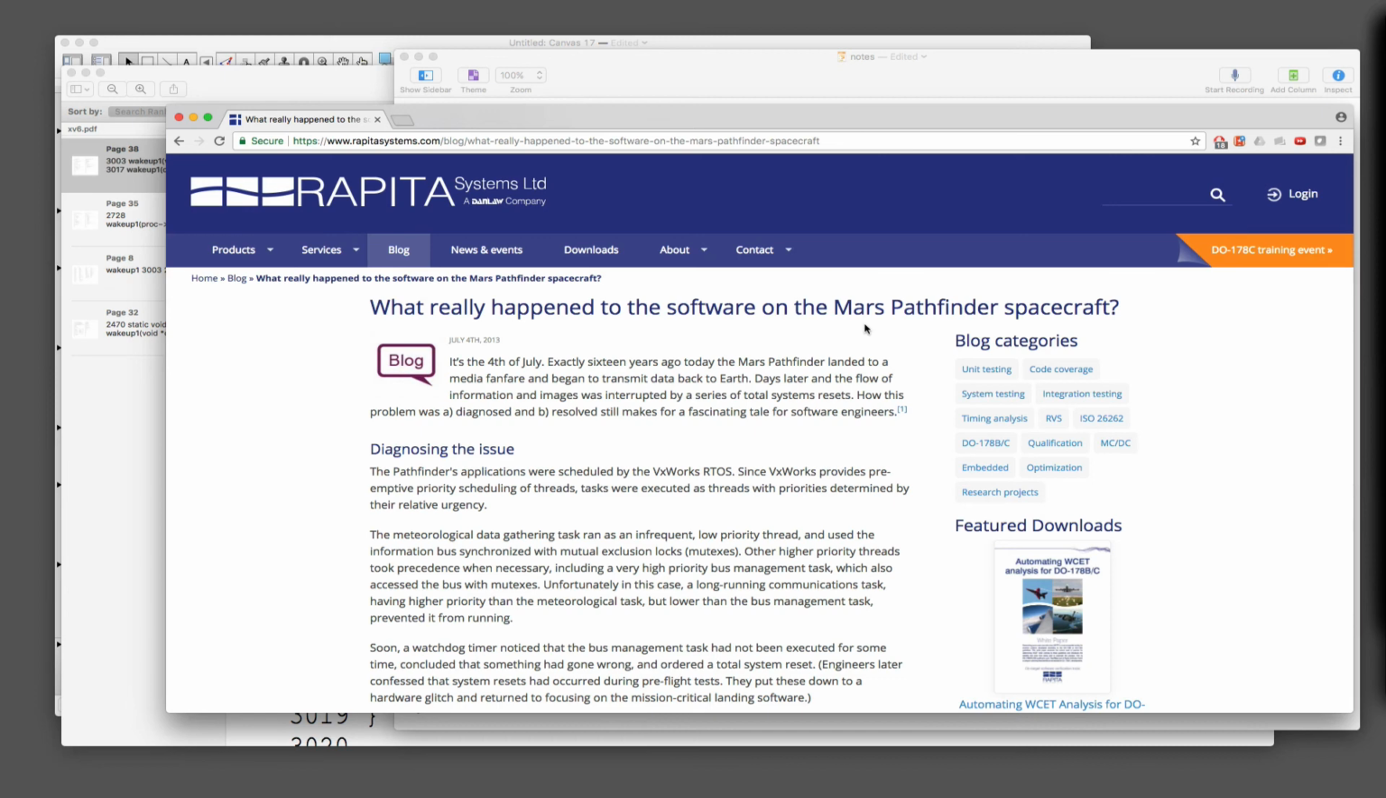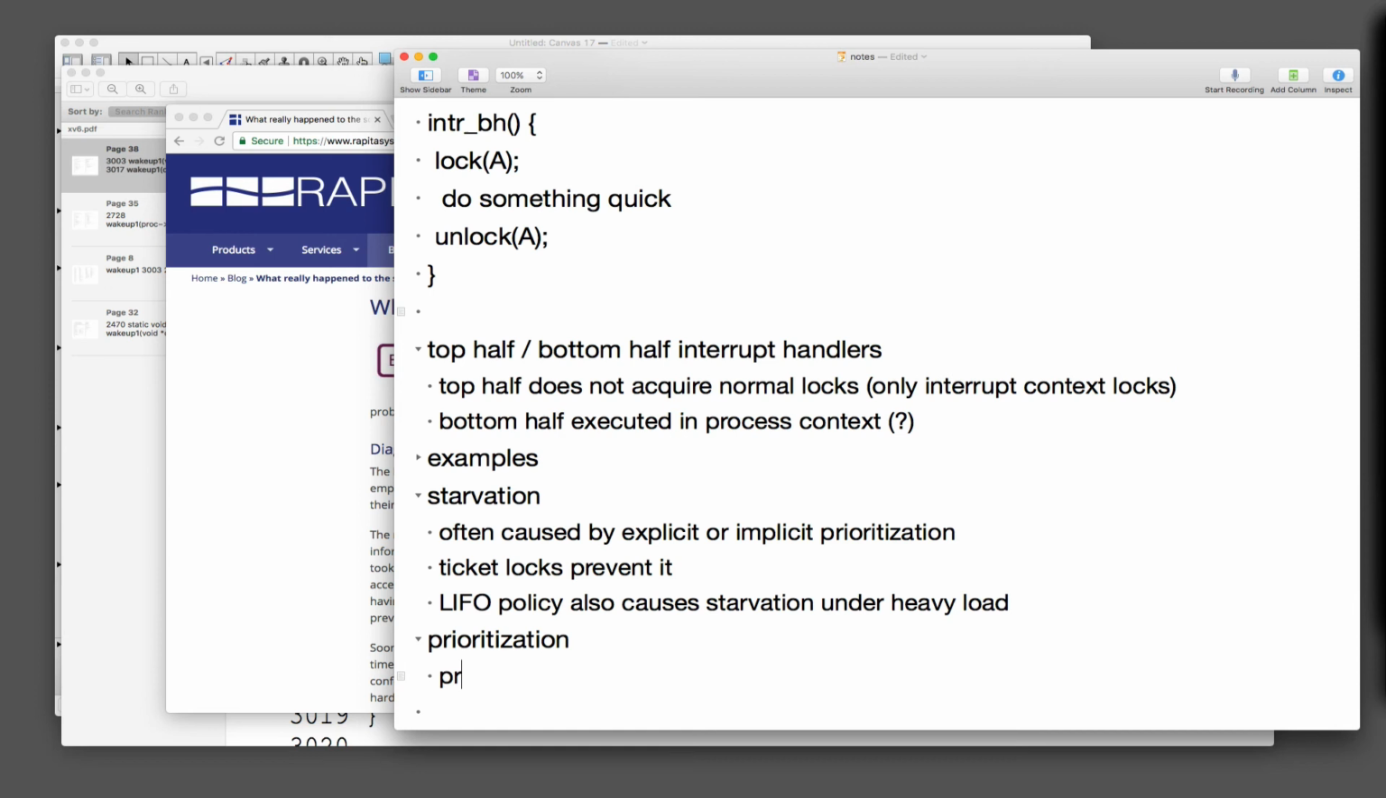So the solution for this priority inversion, where a high priority thread gets low priority due to locks. So the solution for this, can anyone propose a solution?